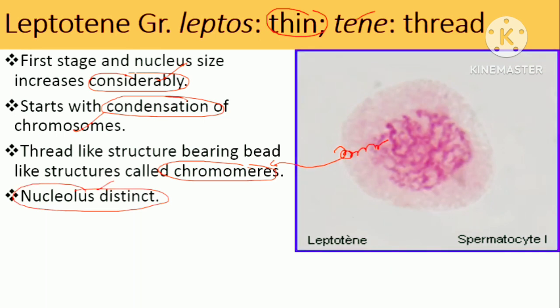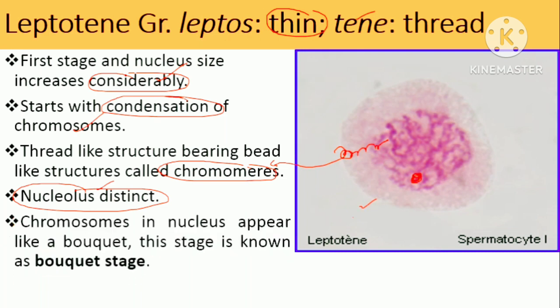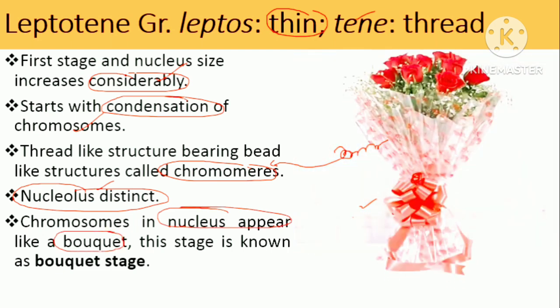And this is the photograph which shows this leptotene stage. Here there is a prominent nucleolus, which is present in the nucleus. And chromosomes in this stage inside the nucleus appear like a bouquet. So they give the appearance of a bouquet. So that's why this stage is also known as bouquet stage. इसलिए इस stage को bouquet stage भी कहा जाता है.